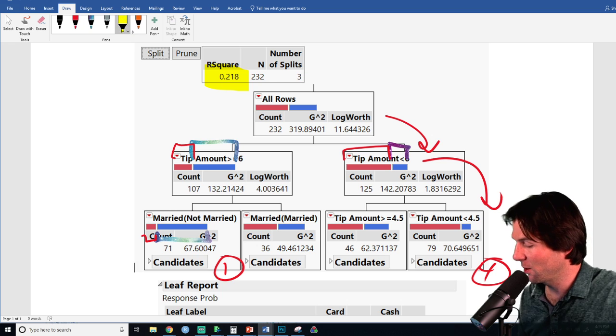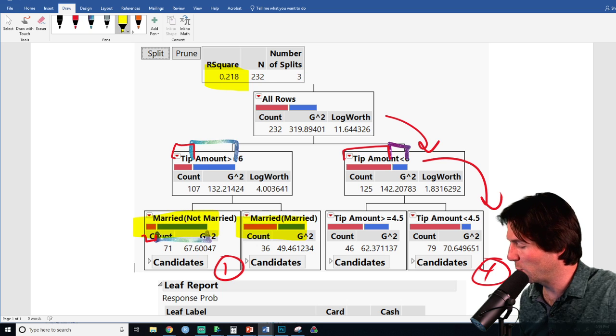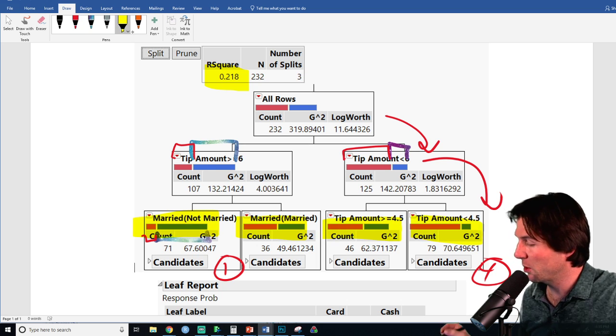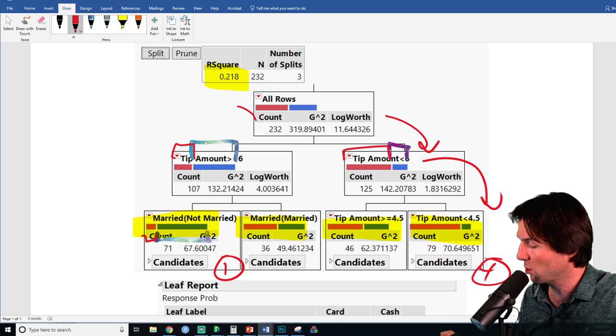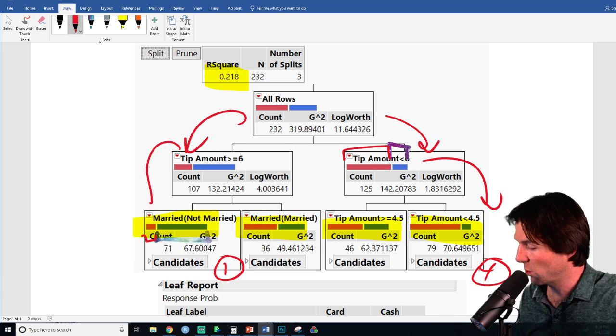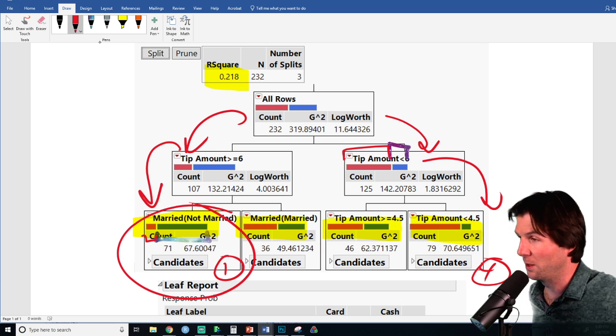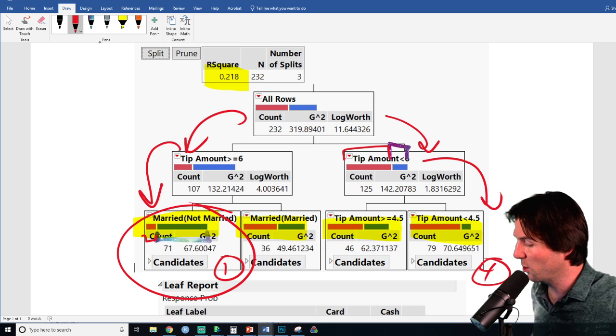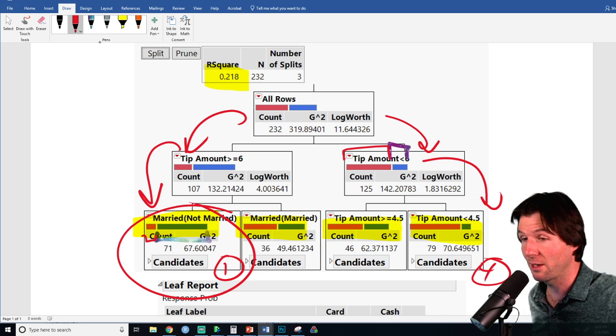So a big thing right here, this is the level of your Y variable. When you go through the tree, make sure to read it as though these are people who tip $6 or more dollars. It might be hard to see, so let's make that clear. These are people who tip $6 or more dollars, and these are people who are not married. So this leaf down here, these 71 people in leaf 1, are people who tip $6 or more dollars. They are not married, and also they primarily use cash. And I'm looking at what I've highlighted right there.